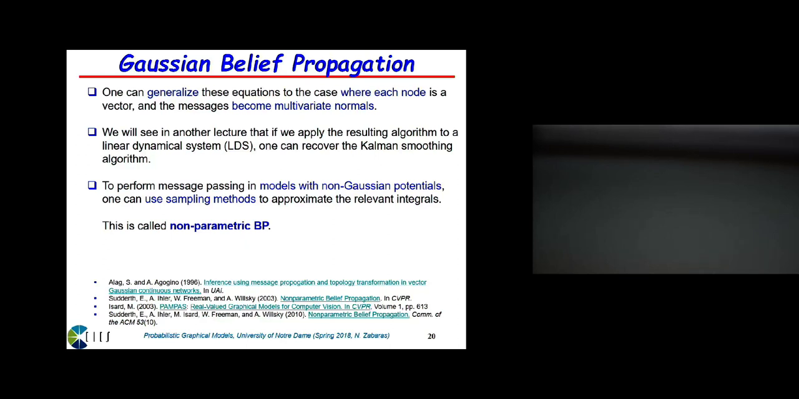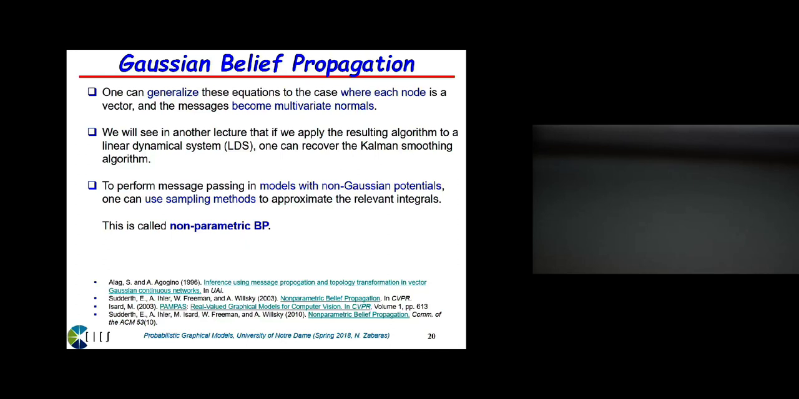Another way to do this non-parametrically is to use variational approximations, okay? You introduce some variational approximations, and then the question is, how do you compute these new variational approximations? That's something we will discuss later in the course. We will spend maybe two or three lectures on the topic.